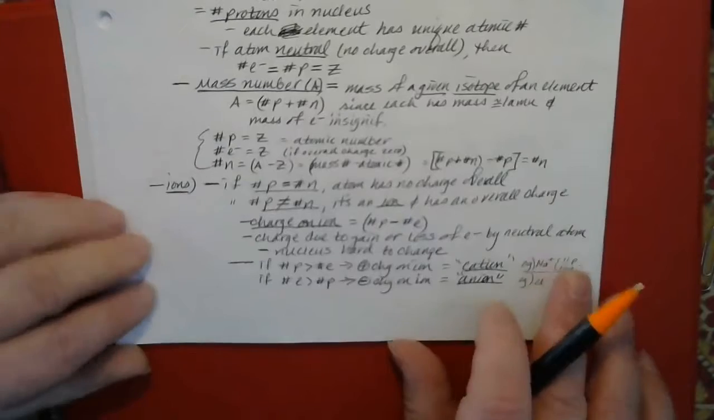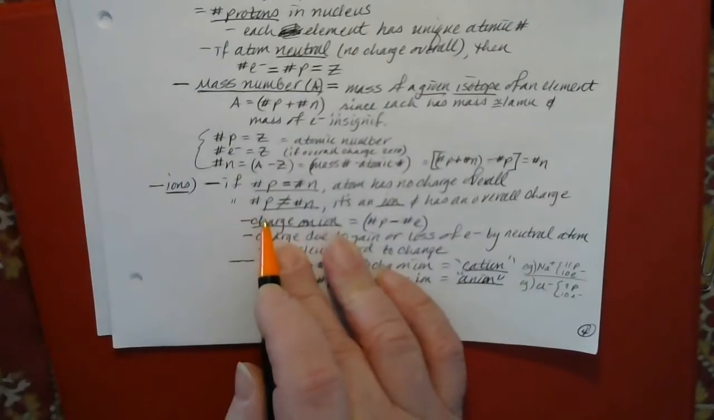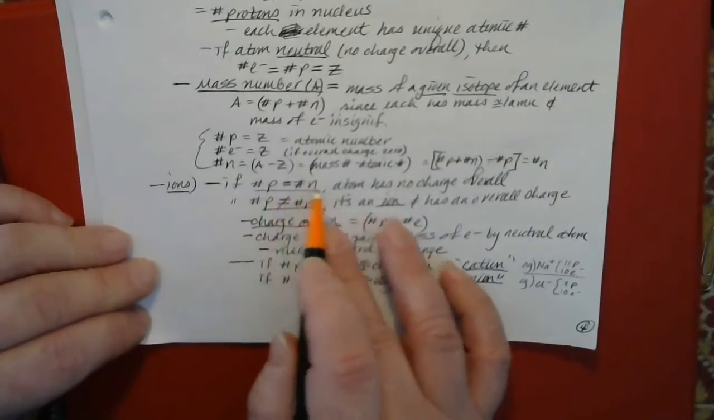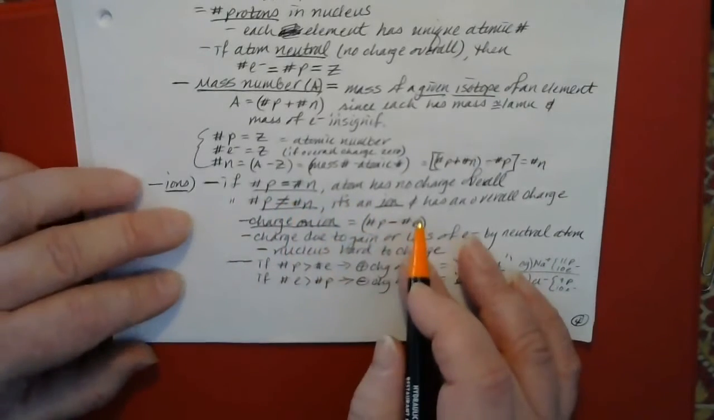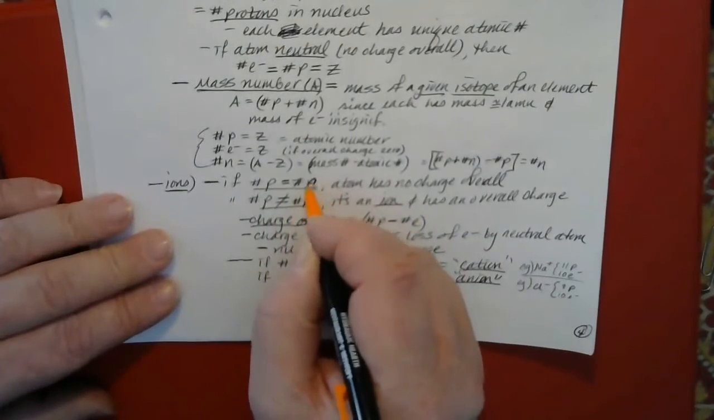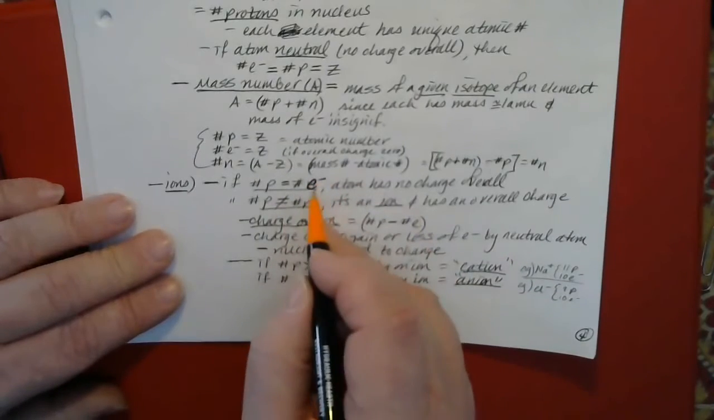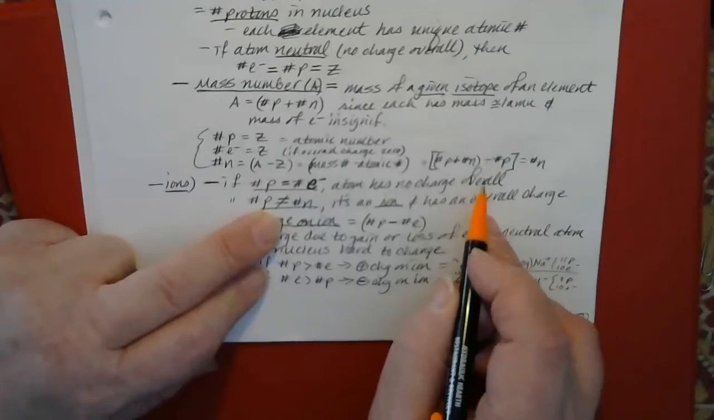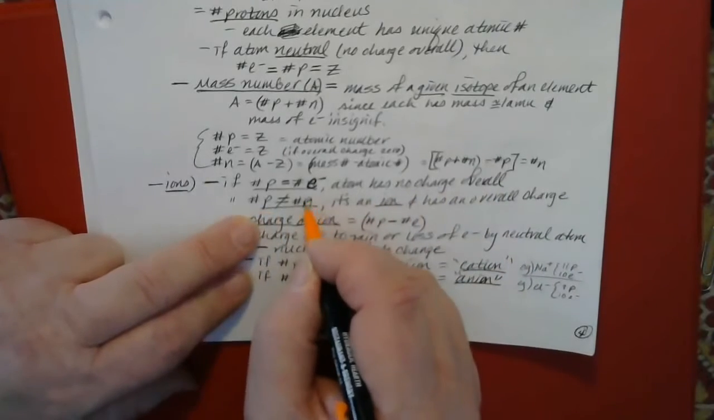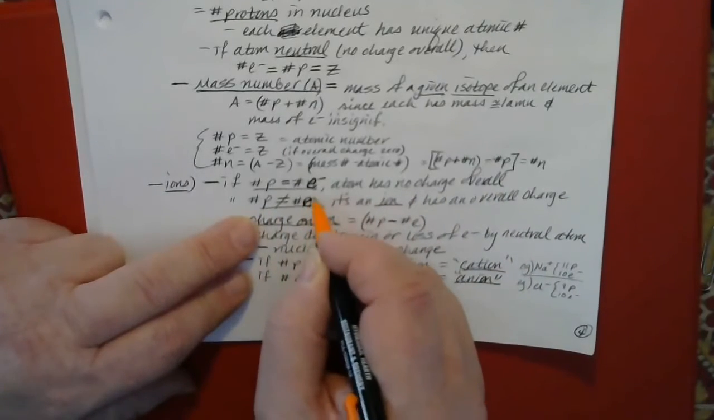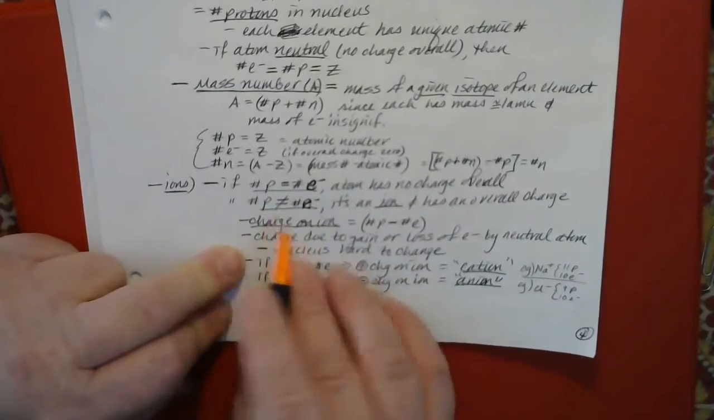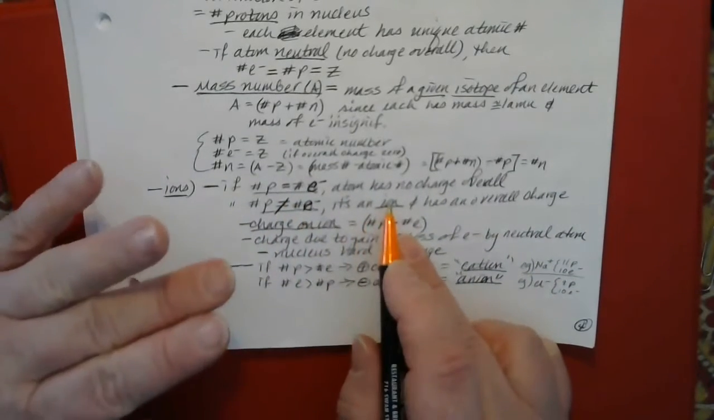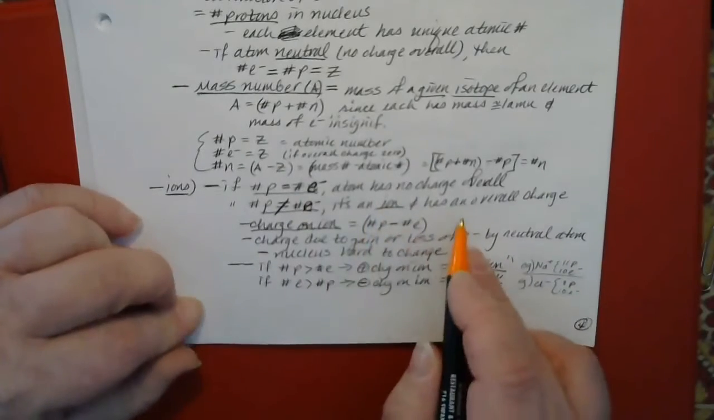Ions. An ion is just an atom where the protons and electrons are not equal to each other. So if the protons and electrons are equal to each other, then the atom has no charge overall. If the protons and electrons are not equal to each other, then the atom is actually called an ion, and it has an overall electrical charge.